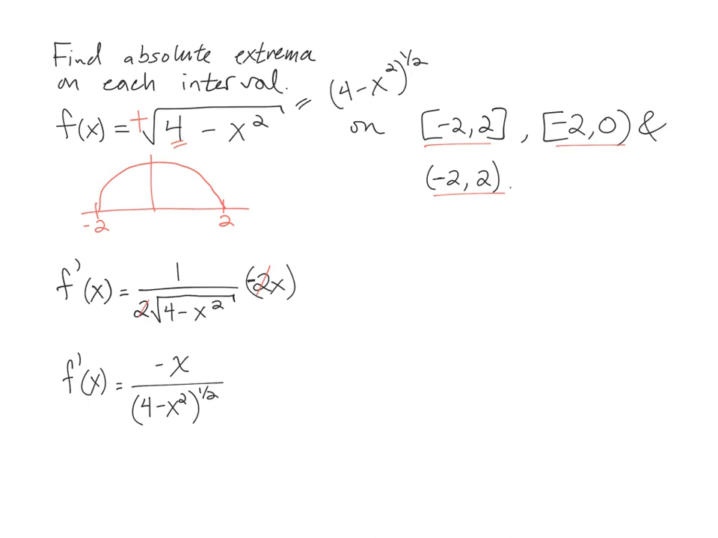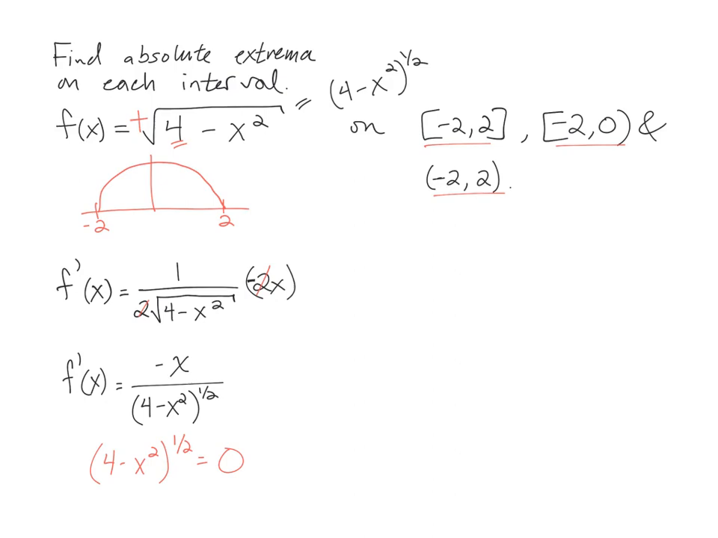So if we do that, first thing I notice is that there's a denominator here, so I've got to set that denominator equal to 0 and solve for x. So I've got 4 minus x squared to the 1/2 equals 0. This is where the derivative is undefined, aka where the original function is not differentiable.